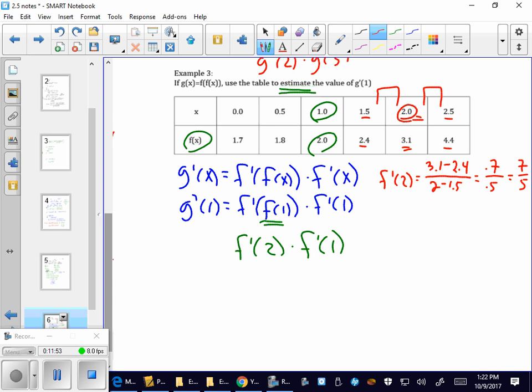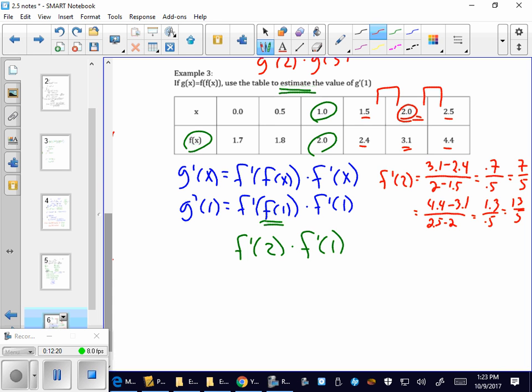Now if I approximate the other side, that's going to be 4.4 minus 3.1 over 2.5 minus 2. 4.4 minus 3.1 is 1.3 over 0.5. Again, moving the decimal place one place to the right gives me 13/5.